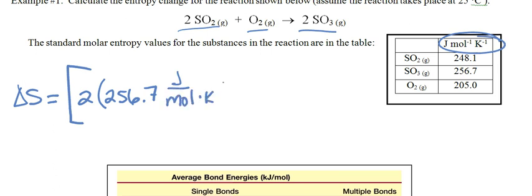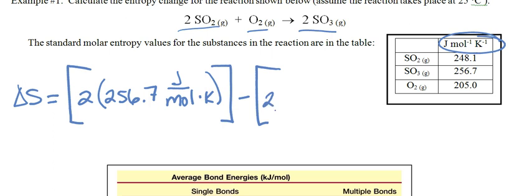Now, a little bit different. Now, don't worry about that unit just yet, because when we talk about Gibbs free energy and do some calculations with that, you're going to see some really neat things with these units. So don't stress out too much about that. All right, so that's all of our products. So now we'll take that minus the values for our reactants.